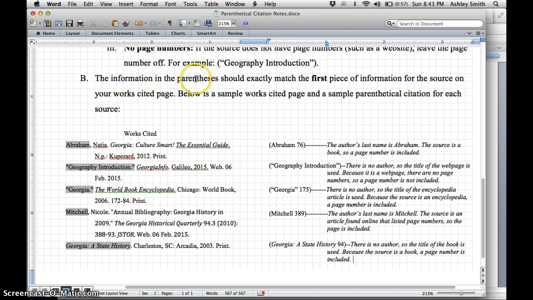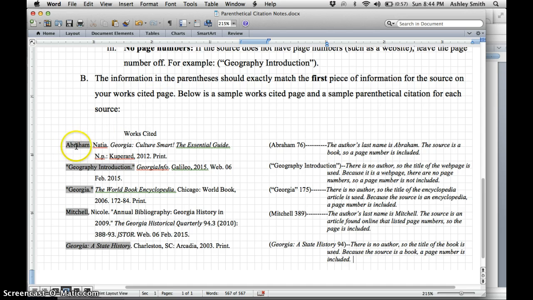The information in the parentheses for your parenthetical citations should exactly match the first piece of information for your source on your Works Cited page. Okay, and I'll show you how that works.